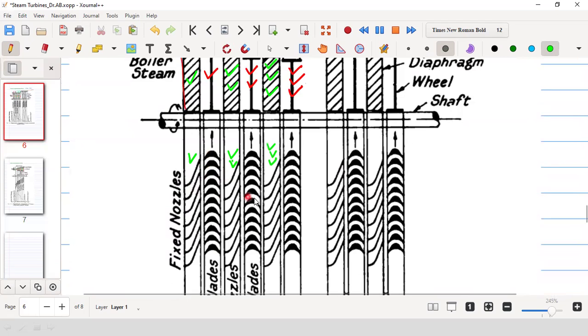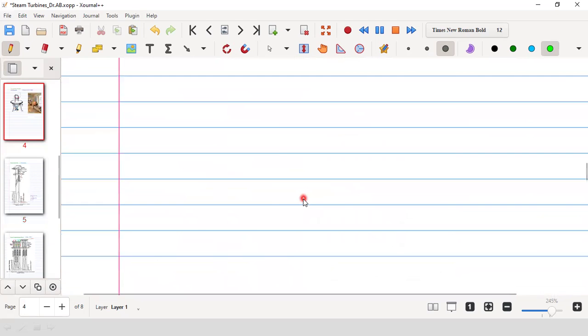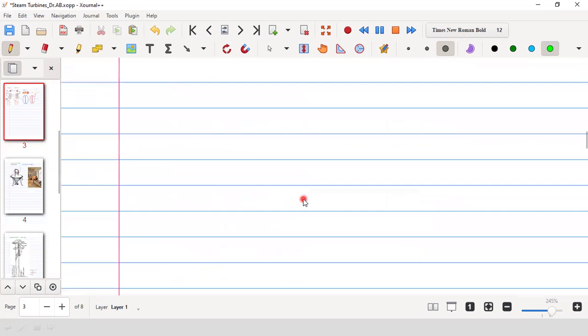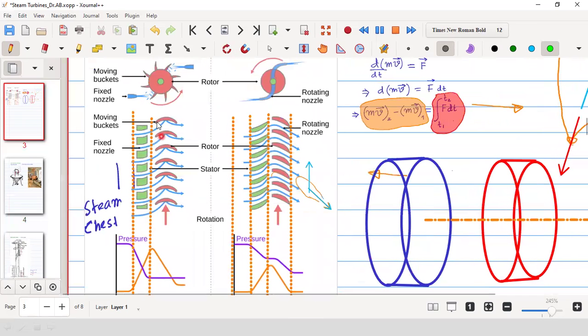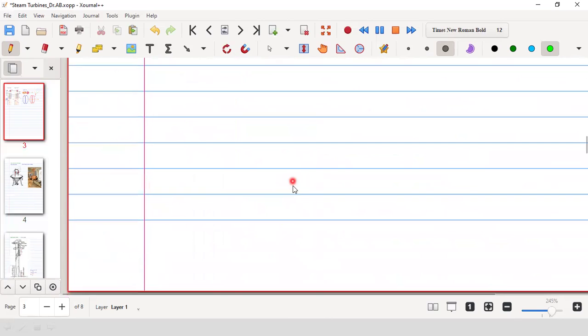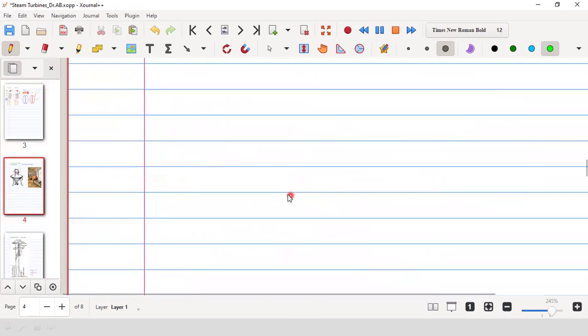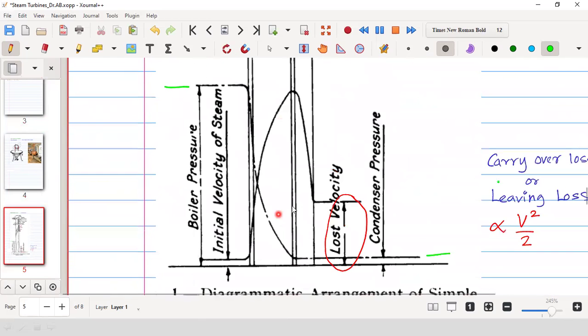Reaction turbine blades will be different. We will see it. Just for your first-time experience, you see that this is the impulse turbine blade. It is symmetrical, but reaction turbine blades are not symmetrical, they are asymmetrical. So that will be a visible difference between the impulse turbine blade and the reaction turbine blade. Okay, now you see what is happening in the pressure compounded turbine.